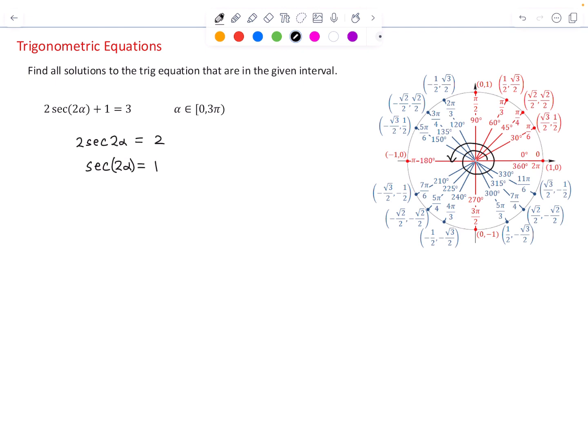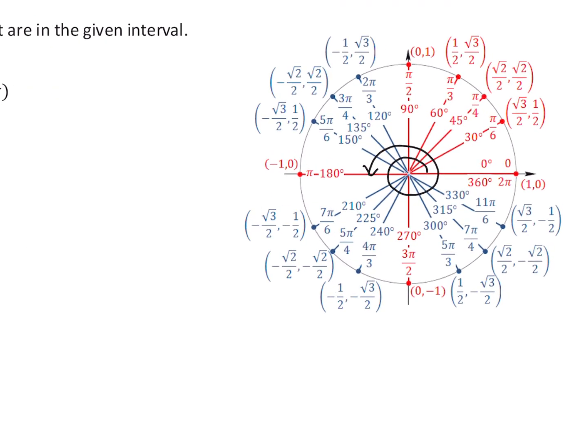Now secant is the reciprocal of cosine, so we could change this to 1 over cosine 2 alpha must be equal to 1, and then multiply the cosine 2 alpha to the other side. So we're really looking for where this is true as well, where the cosine is 1. Now on the unit circle, that only happens at one position, the right side of our unit circle.